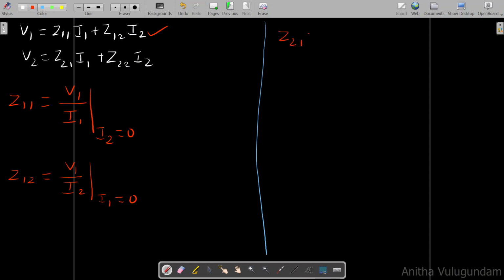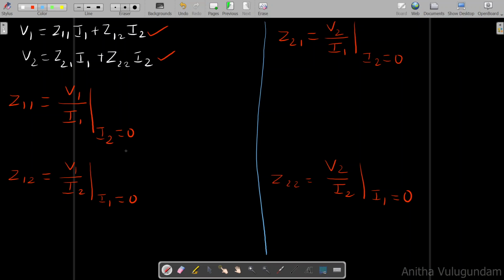Next, Z21. Z21 is equal to V2 by I1 when I2 equals 0. And Z22 is equal to V2 divided by I2 when I1 equals 0. These are the Z parameters we can write from the equation. Let us define each and every parameter in sentence form.